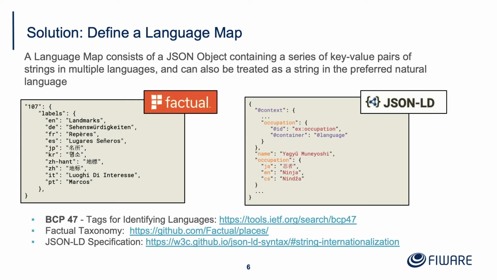The same thing occurs with, say, other taxonomies, but you can see that the various different words for ninja as an occupation have been defined, and again, it's in a JSON object with these languages: Japanese, English, Czech, on the right hand side. Now, looking at the context, this is where we start moving into the linked data stuff. You need to define a container as a language.